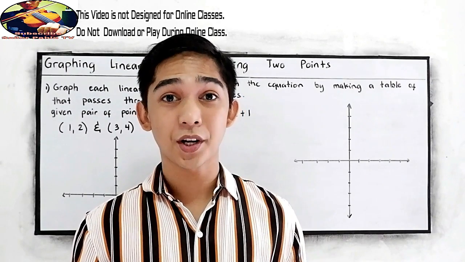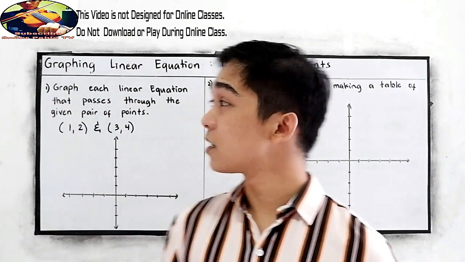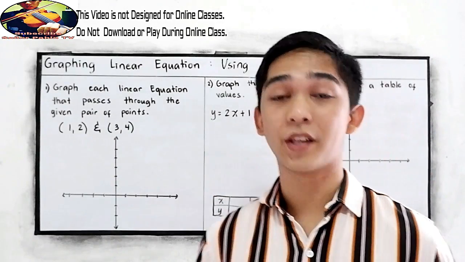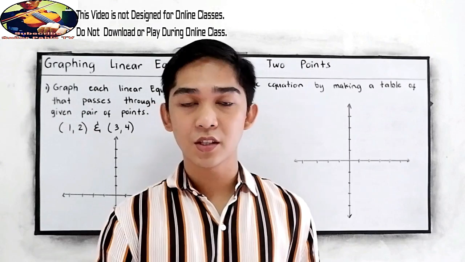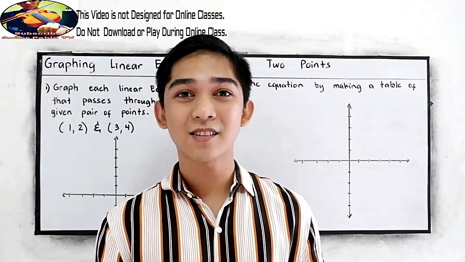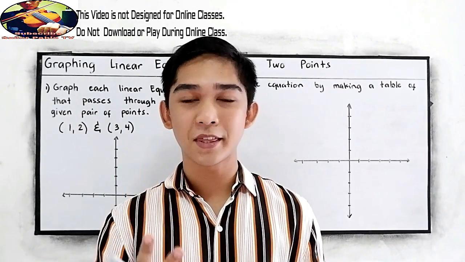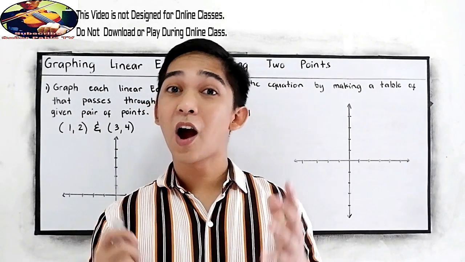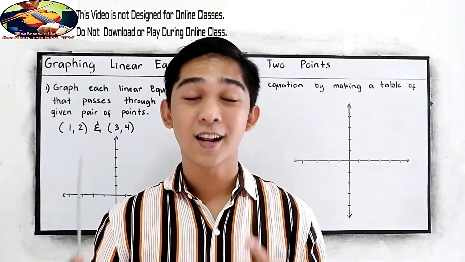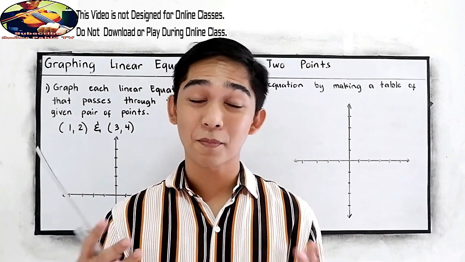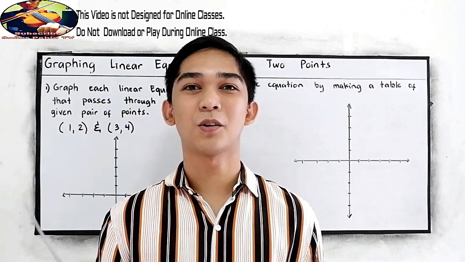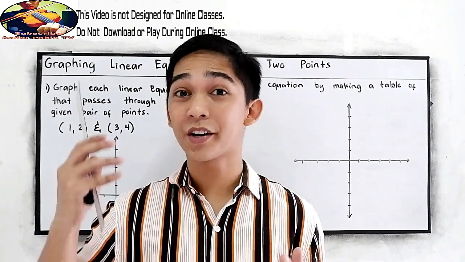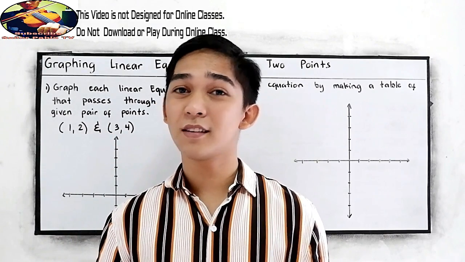And for today's tutorial video, we will be discussing graphing linear equation using 2 points. In your grade 7 geometry, we discussed that 2 points determine a line. And in our linear equation, our graph is a line. So we're going to apply that as our integration. So how are we going to graph in our Cartesian plane given the 2 points?